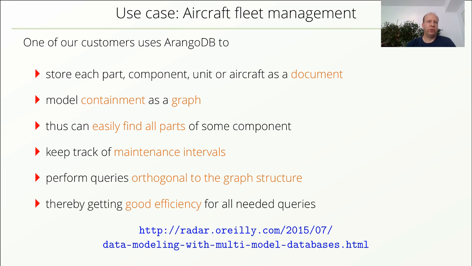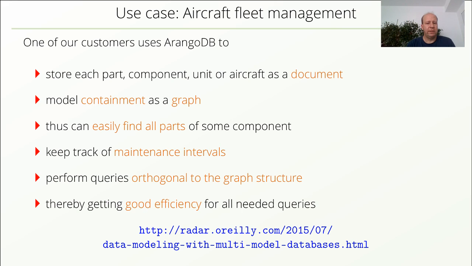Another problem which arose was to start from a single piece, say a screw which is broken, to find the smallest component it is contained in which has a maintenance procedure. So therefore we had to go up in the graph and find the smallest component, the smallest document, which has a maintenance procedure. And this was again, of course, done with a graph structure.